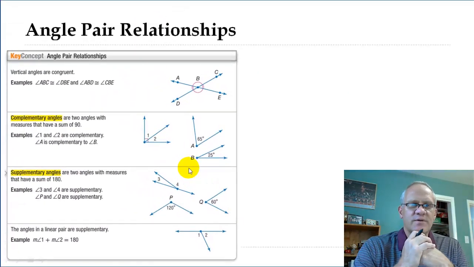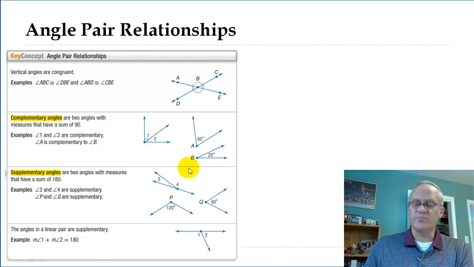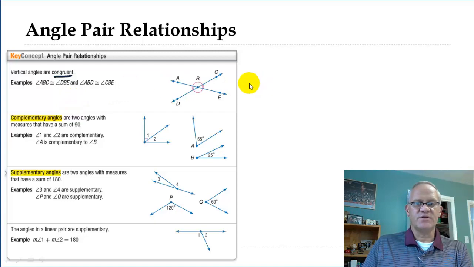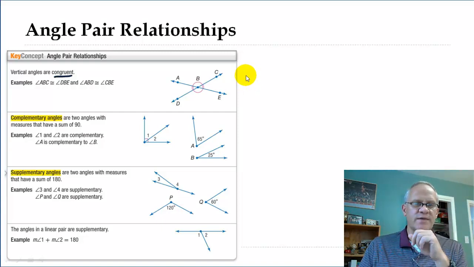Couple other things we need to talk about then. Angle pair relationships. First thing, really super important, this is a big thing here. Vertical angles are congruent. Remember that. If you didn't notice in our last example, every time we had some vertical angles, they were equal to each other. That's going to happen every time. So remember that vertical angles are congruent.